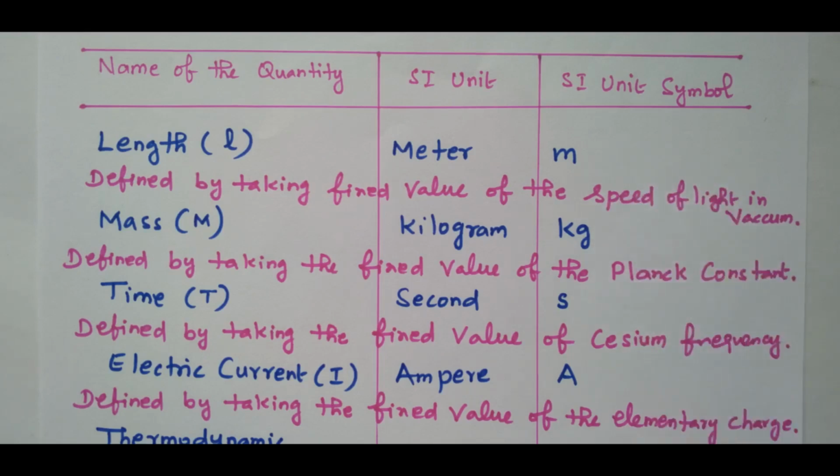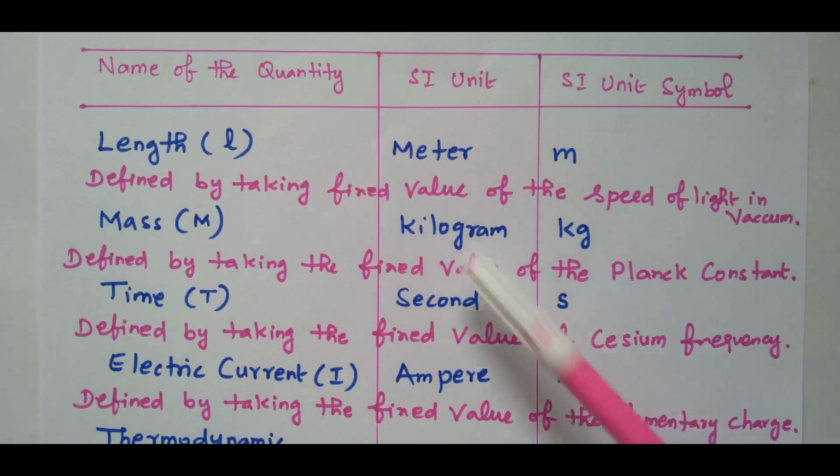This one, constant. The third one is time. The unit is second. Yes, we know that time is measured by either second or minute or hour. The base unit is second. But what is a second? By taking the fixed value of cesium frequency. The cesium frequency is the reference. 1 second is defined internationally by cesium frequency.